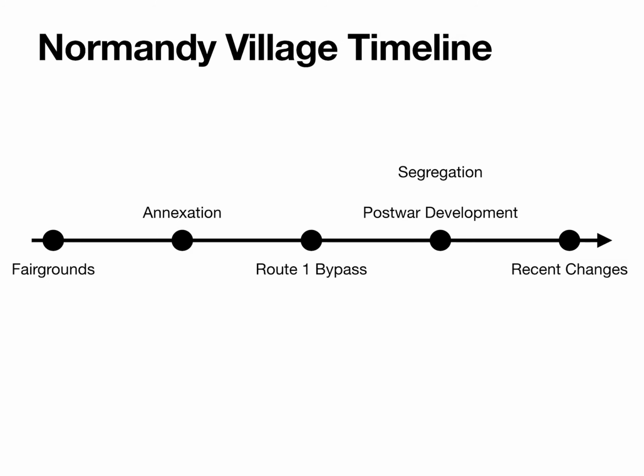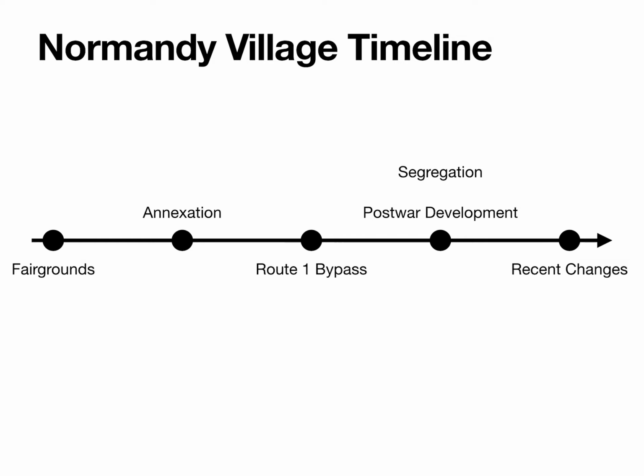Eventually, what you're going to do is build a timeline of this neighborhood. And I can already tell you what it's going to look like. It's going to look something like this. So this neighborhood used to be the fairgrounds for Fredericksburg. Then it was kind of outside the city and not that important until the 20th century when it was annexed, which you'll need to document. And then the Route 1 bypass was built.